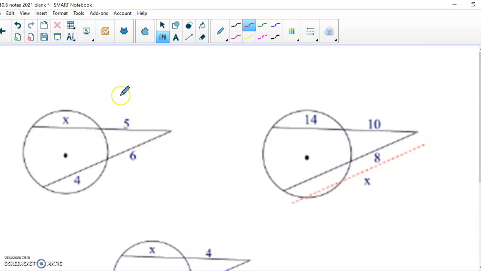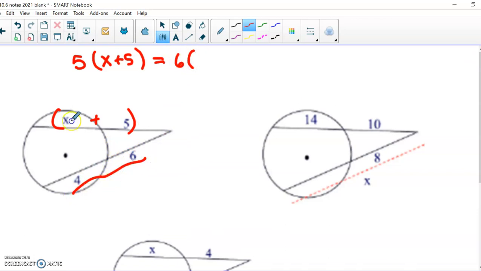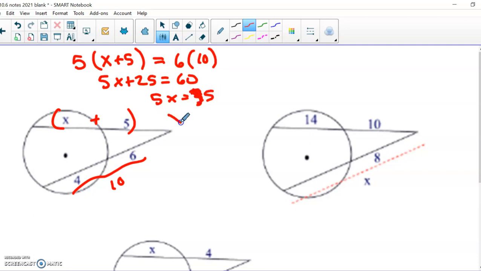So we say the exterior segment times the whole thing. So if the inside is x and the outside is 5, the whole thing is x plus 5. We're going to multiply that. And the outside is 6 times the whole thing is going to give us 10. Let's distribute that 5. So we get 5x plus 25 equals 60. Subtract 25 from each side. It's going to give us 35. Divide by 5, it looks like x is going to be 7.